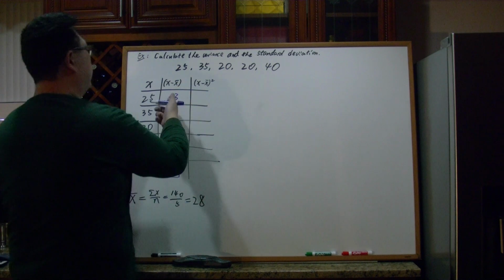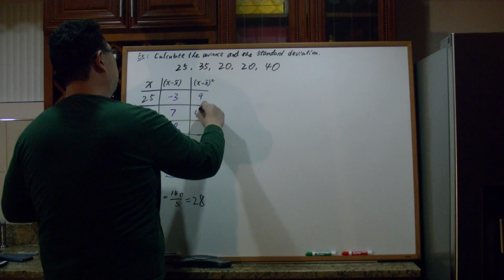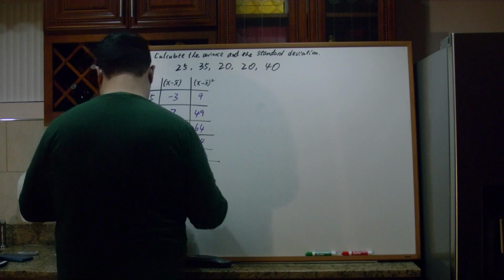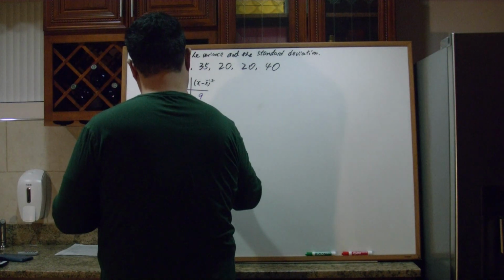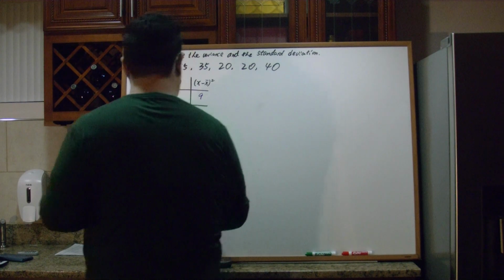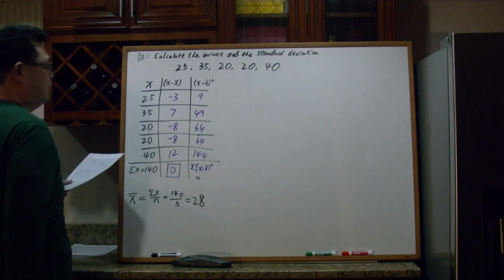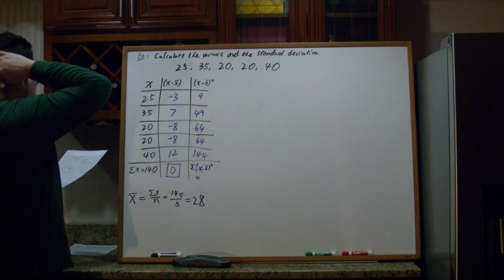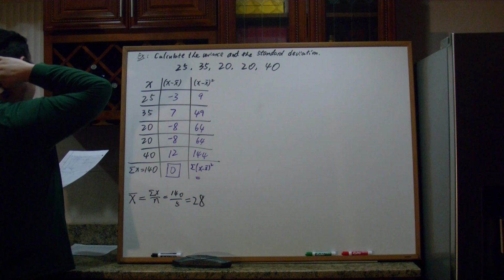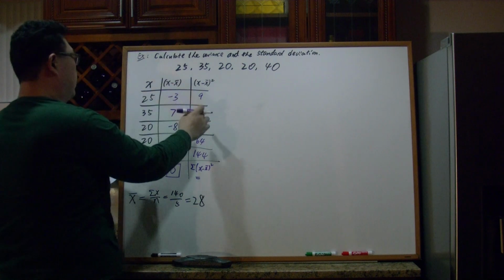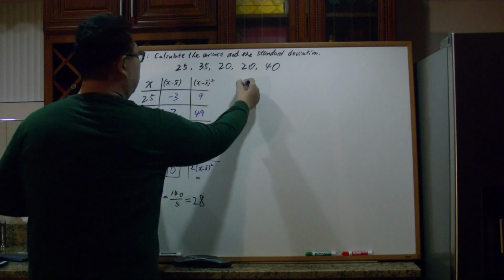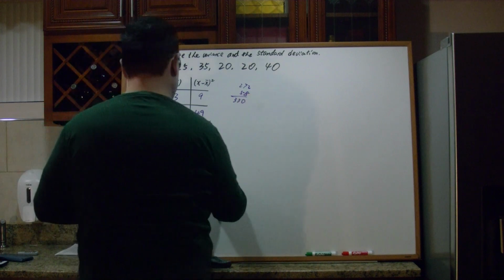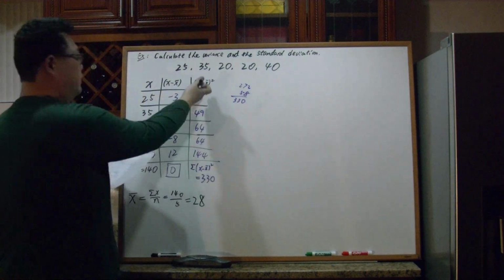Then squaring that: 3 squared is 9, 49, 64, 144. And when we add all the numbers together, that's 128 and so on, plus 144, that's 272. And we have 58. 272 and 58, we get 330. And nothing else, but just add the column together.